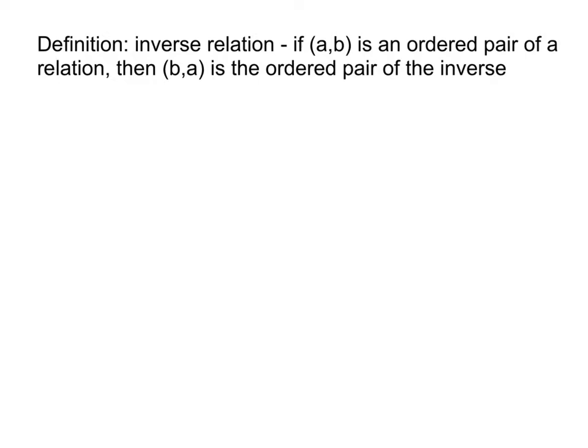The inverse relation. If (a, b) is an ordered pair of the relation, then (b, a) is the ordered pair of the inverse. So when you find the inverse, you just switch the x and the y variable to make it (y, x).